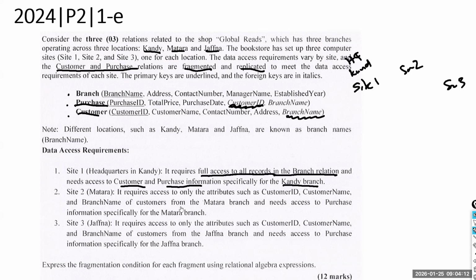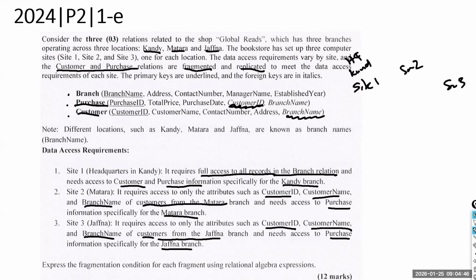Site 2, Mathur, requires access only to the attributes such as customer ID, customer name, and branch name, and customers from Jaffna for Jaffna, customers from Mathur for Mathur. So it must be similar here also. I am just reading in parallel. And it needs access to purchase information specifically for the Mathur branch. Here, purchase information specifically for the Jaffna branch. Okay, right. So now we have read the question.